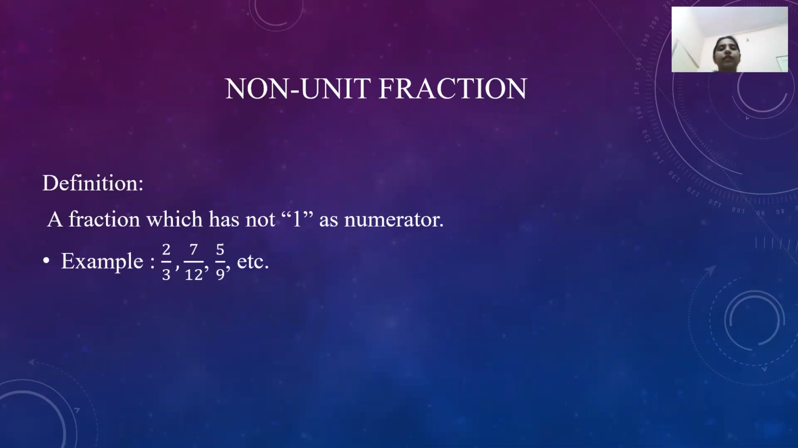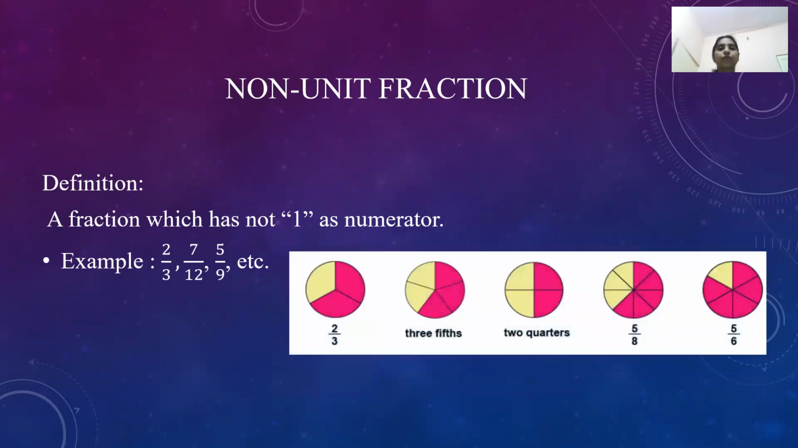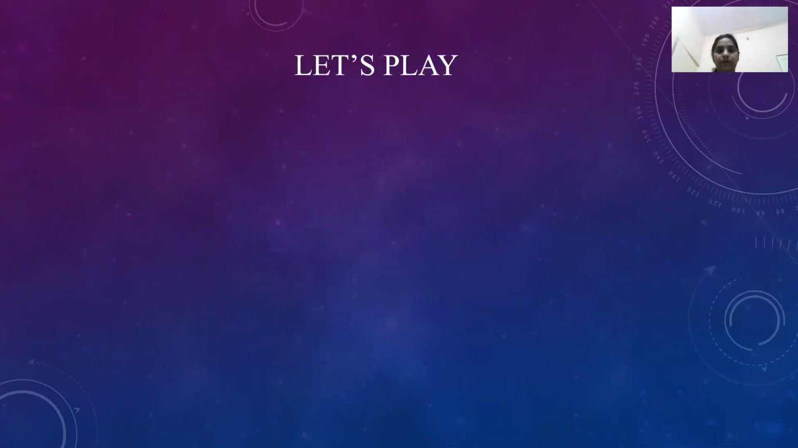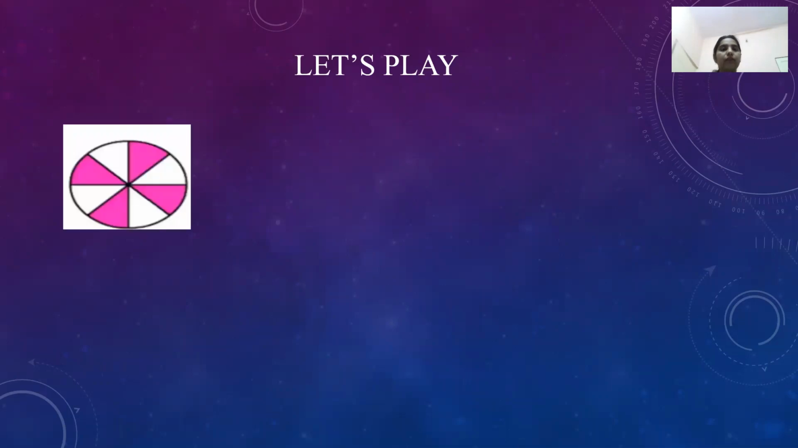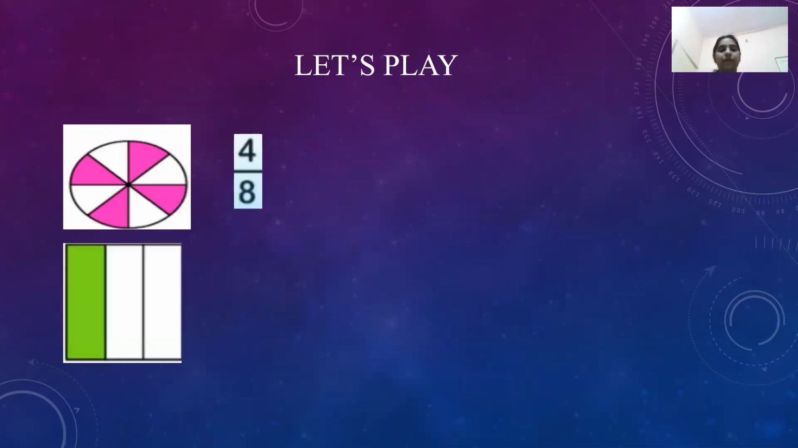The next type of classification of fractions is on the basis of the comparison of numerator and denominator. But before that, let's play with a few exercises. Now here is the figure. We can see that the one circle is divided into 8 parts and 4 of them are colored. So we will say 4 by 8. Similarly, there are total 3 and out of 3, 1 is shaded. So this will be 1 by 3.